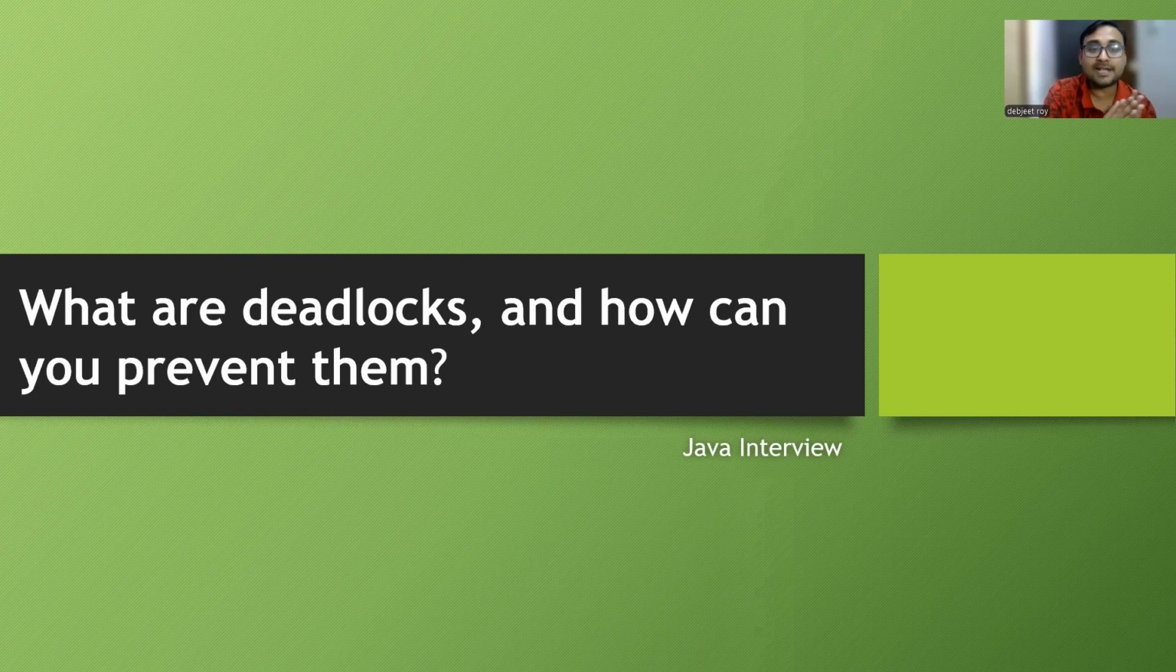These are the questions like, what are deadlocks and how can you prevent them? Deadlocks, I hope you know this. If one thread has acquired a lock on one of the resources, and at the same time the second thread has acquired a lock on the second resource, what will happen? Thread one will wait for the second thread to release the object lock from the second resource, and the second thread will wait for the first thread to release the object lock from the first resource, and both will wait for an infinite period of time. That is the deadlock.